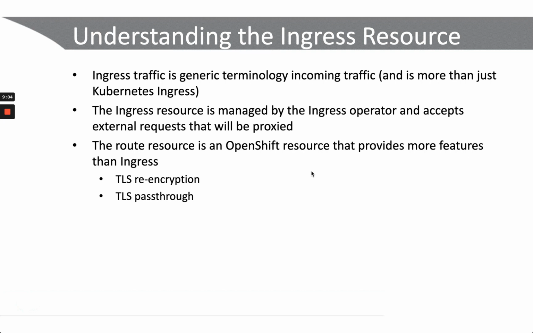Then we have TLS passthrough. In TLS passthrough, the route is not the endpoint for the TLS communication, but the route is sending the traffic forward to the application in the back. Now, routes can also do split traffic for blue-green deployments. Now, blue-green deployment is a generic solution that can be implemented at so many levels, and routes are just one of them.